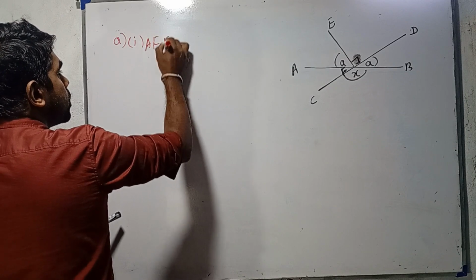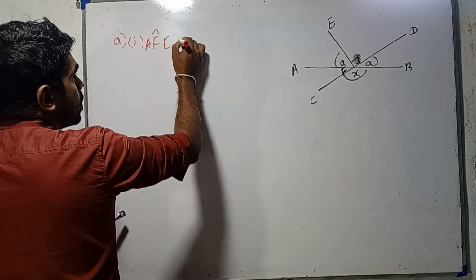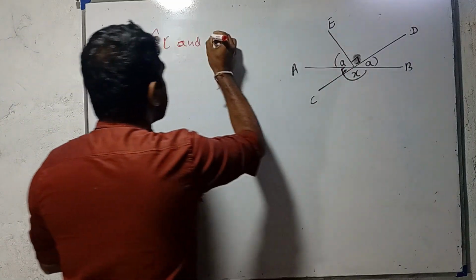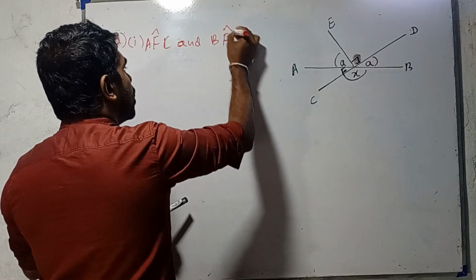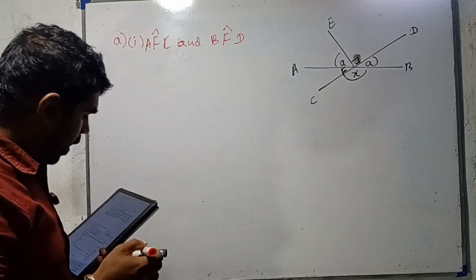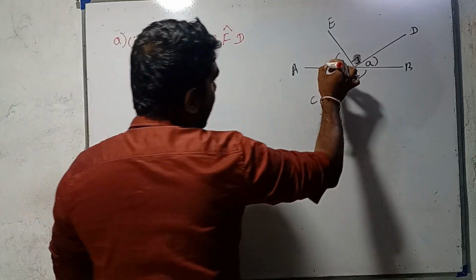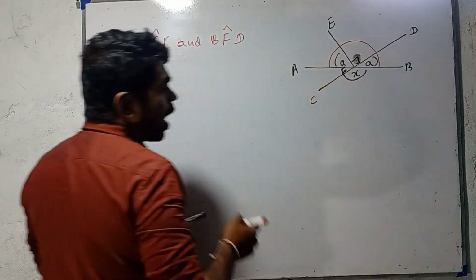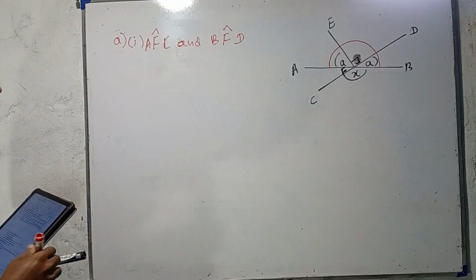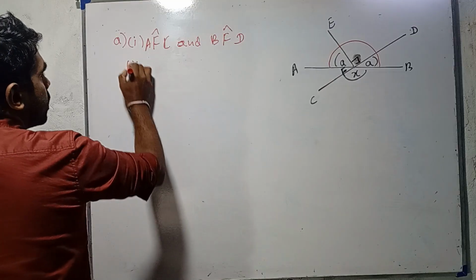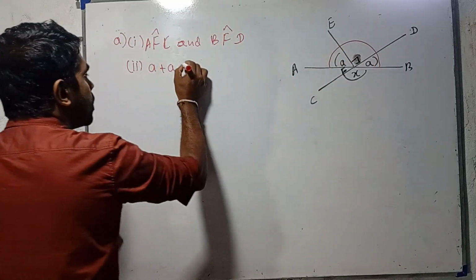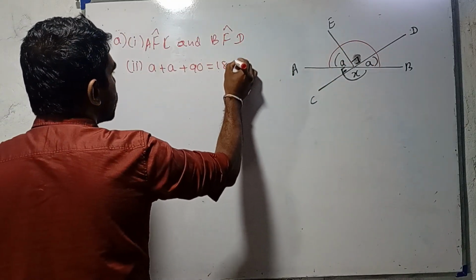Then we can write the answer for part 1. Angle AFC and angle BFD, vertically opposite. Then part 2, find the value of A. When finding the value of A, the sum of these three angles is 180 because they are adjacent angles on a straight line. Therefore, we can write A plus A plus this angle 90 equals 180 degrees.